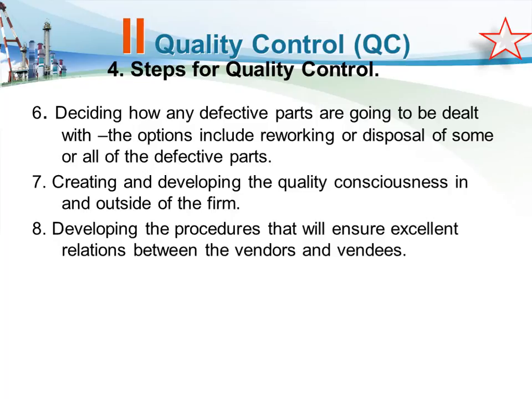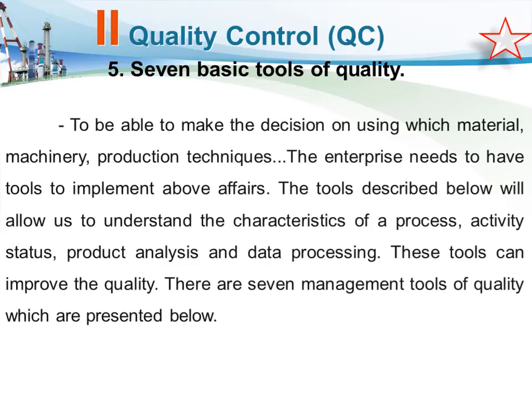6. Deciding how any defective parts are going to be dealt with. The options include reworking or disposal of some or all of the defective parts. 7. Creating the depth and developing the quality consciousness in and outside of the firm. And the final, developing the residue that will ensure excellent relation between the vendor and vendors.